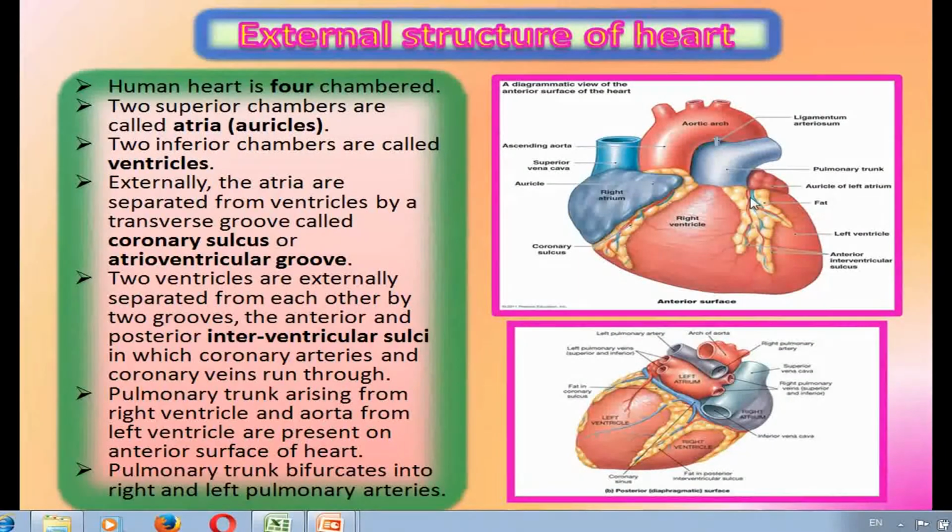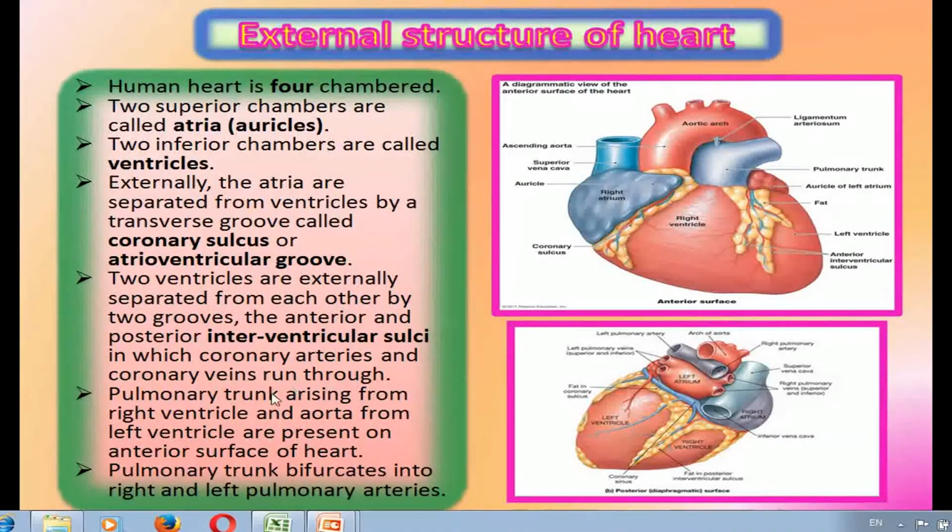This yellow line separates the two ventricles, that is right ventricle and left ventricle, in the anterior view. These are called the anterior and posterior interventricular sulci, through which coronary arteries and coronary veins run. Here is the anterior interventricular sulcus. This is the anterior view, or anterior surface, of the heart.